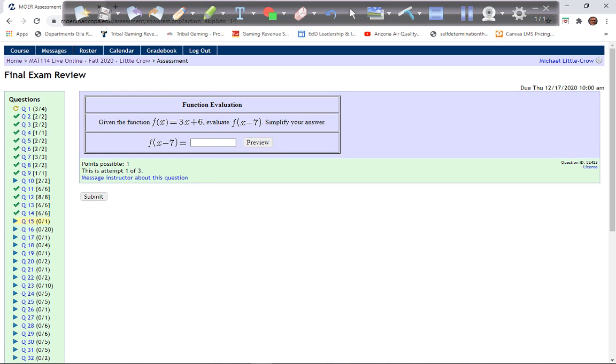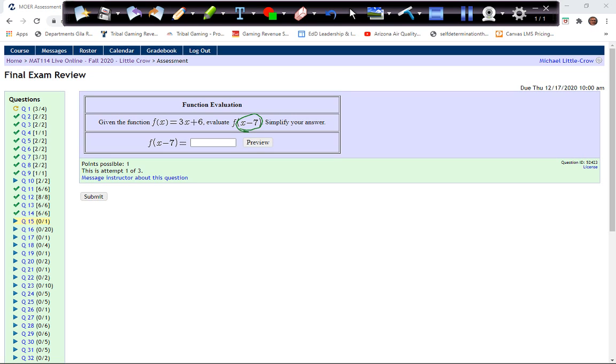Number 15. So we're given a function, and we're asked to evaluate it for this expression. So it's kind of like a composition. So this is going to go in for the input. What I like to do with a function, what do I have? I have f of x. What is f of x? It's f of input. So I just take the x's out. And then I'm going to rewrite this not as 3x plus 6, but 3 open parentheses plus 6. So 3 input plus 6. Okay. And then what is going in for that input? x minus 7. So x minus 7 goes in here.